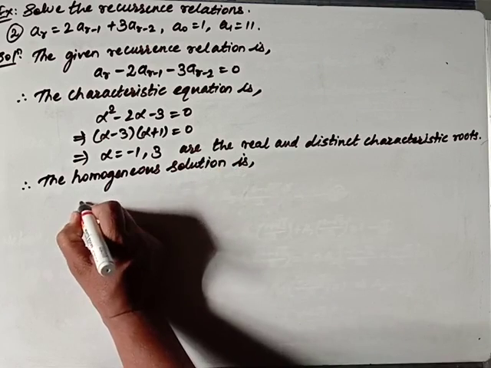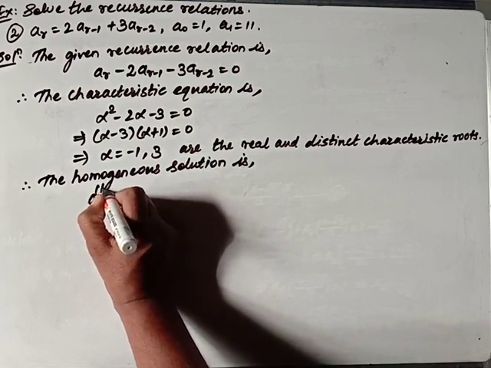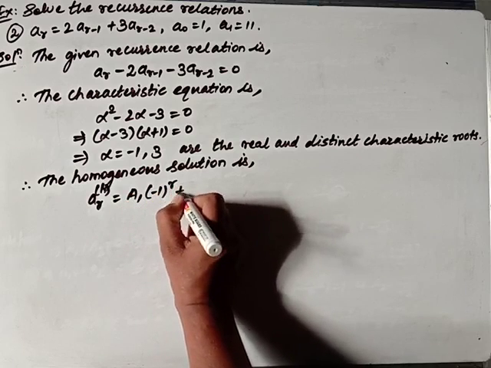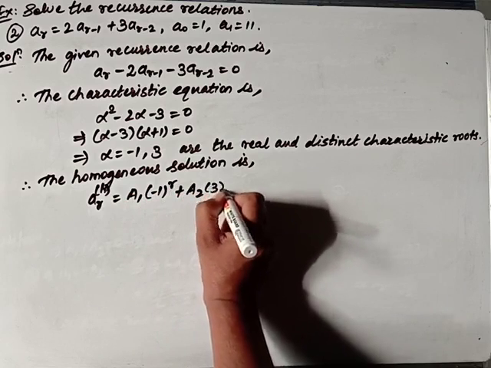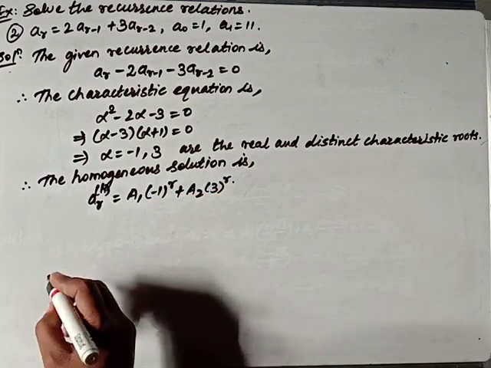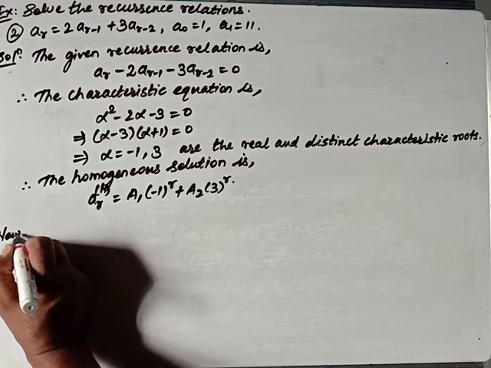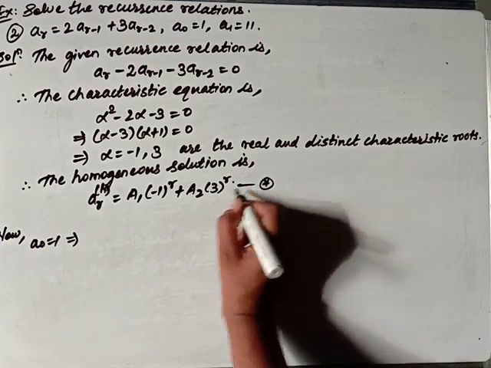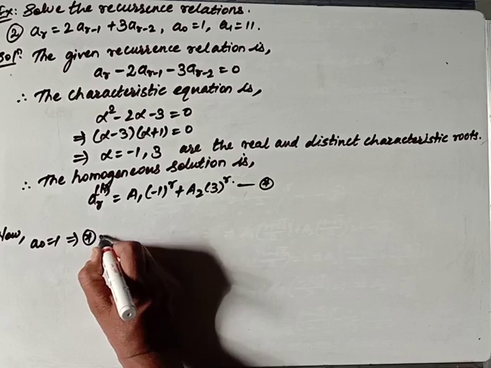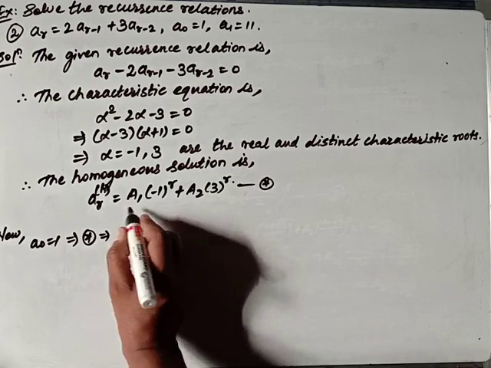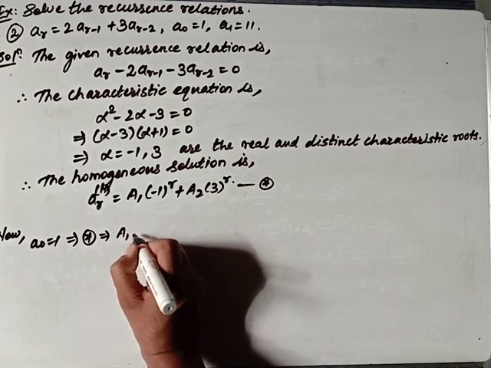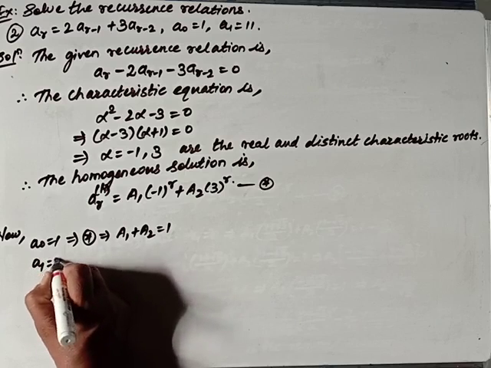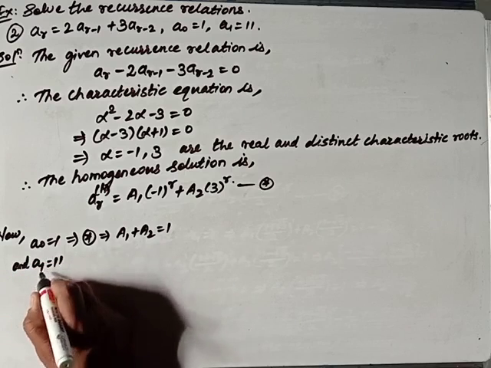Therefore, the homogeneous solution is a_r^(h) = A1 (minus 1)^r + A2 (3)^r. Now a_0 is equal to 1, so this gives A1 plus A2 equals 1. And a_1 is 11.